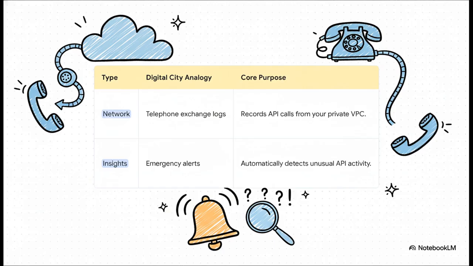Insights events are totally different. Think of them as a citywide emergency alert system. CloudTrail uses machine learning to just watch your normal activity, and it automatically flags when something weird is going on.